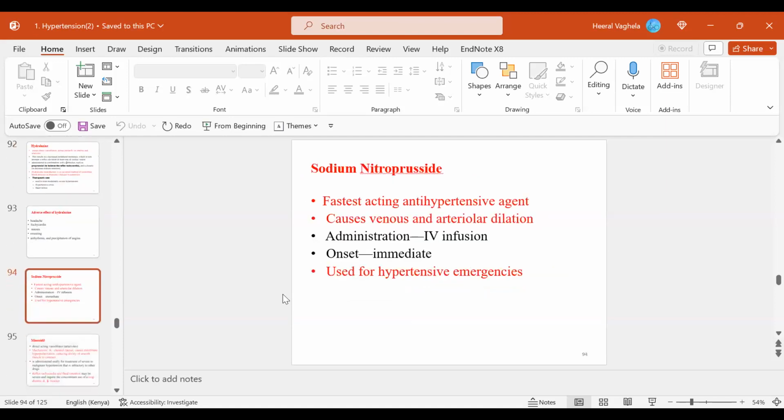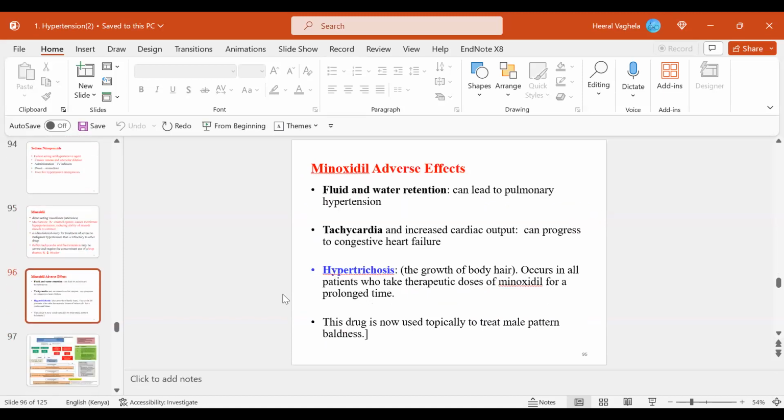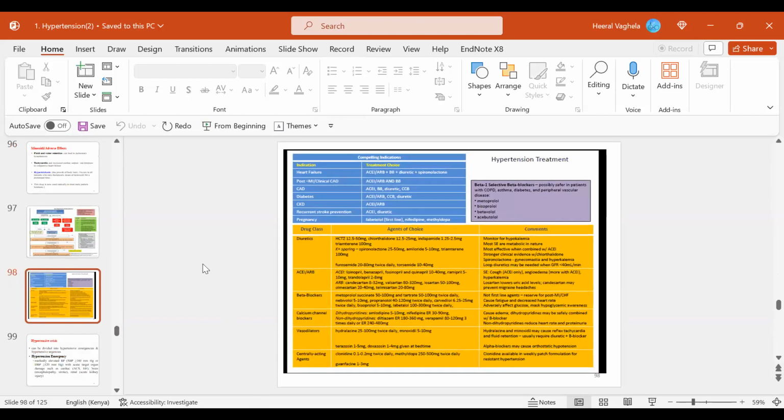So that is it for hypertension itself. In certain situations, for example, if the patient has heart failure, then your treatment choice would be an ACE inhibitor or ARB, plus a beta blocker, plus a diuretic, plus a spironolactone. Over here, you can see what to use in diabetes, CKD, post myocardial infarction. You just see all these treatment choices.